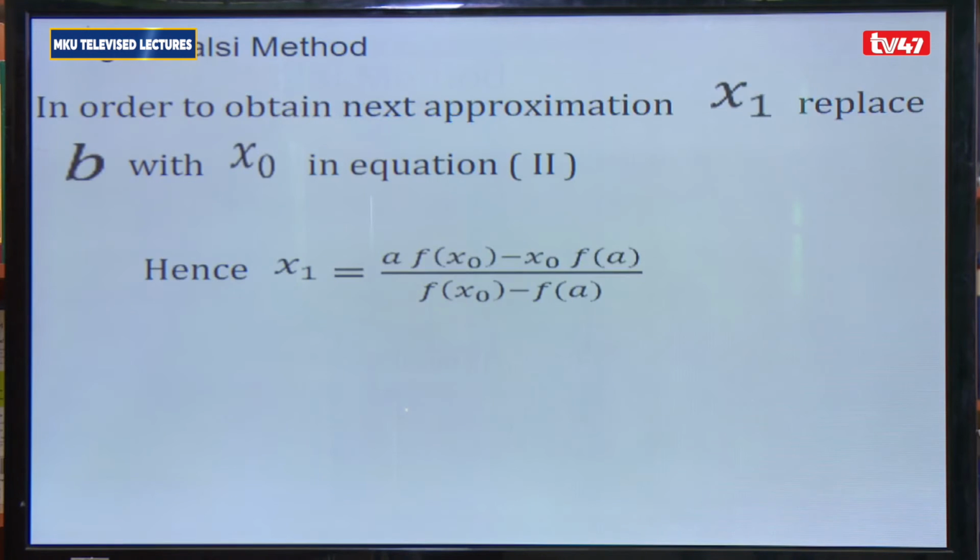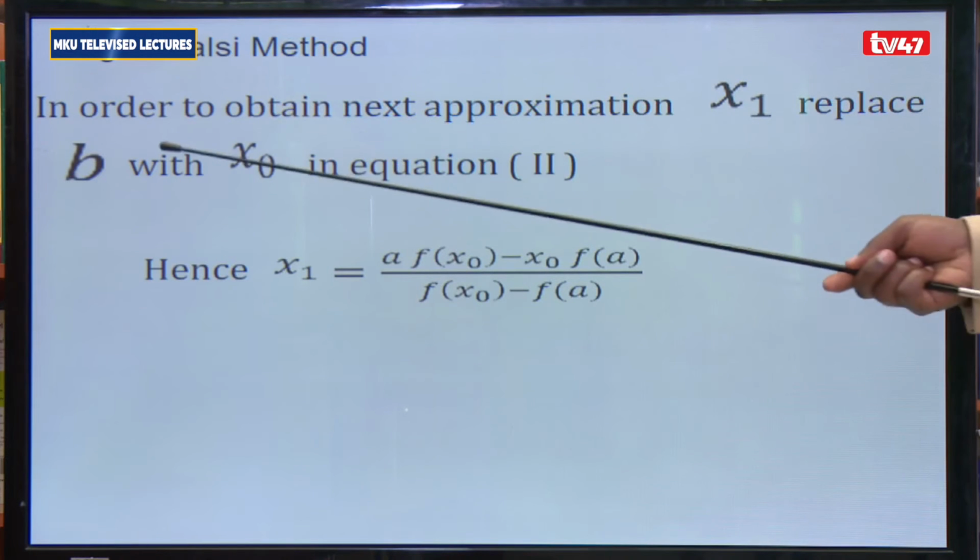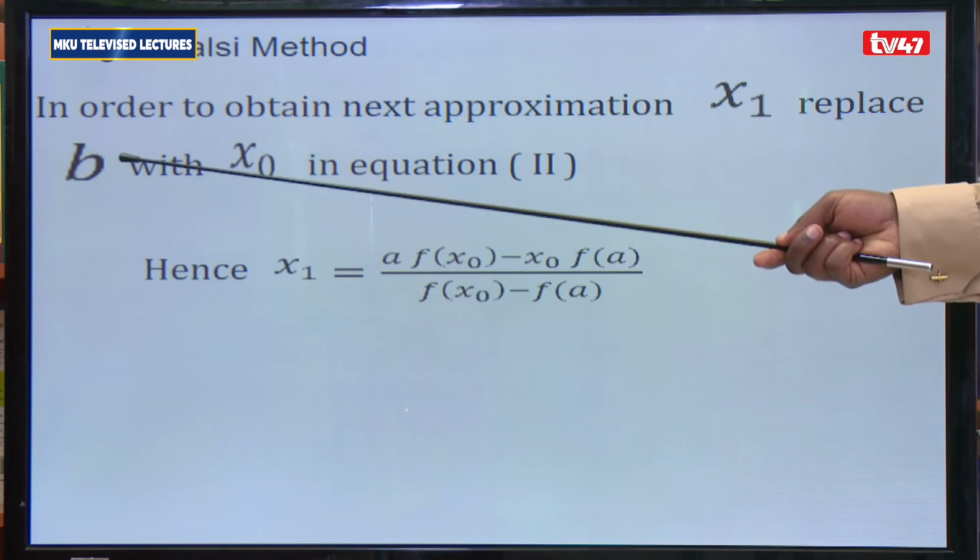The other way is true. If f(B) is less than 0, and what we obtain, f(x naught), is positive, then we can tell that the root lies between x naught and B. So in order to obtain the next approximation, we normally replace x1 with B.